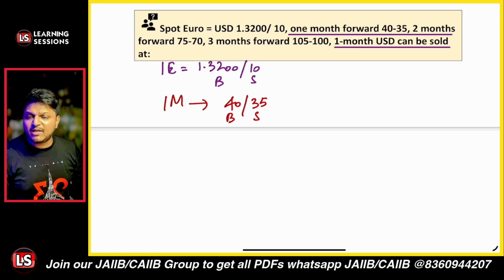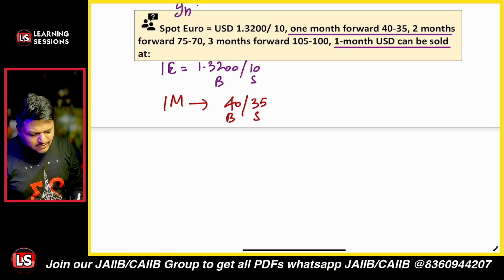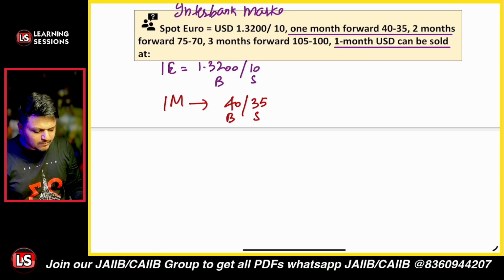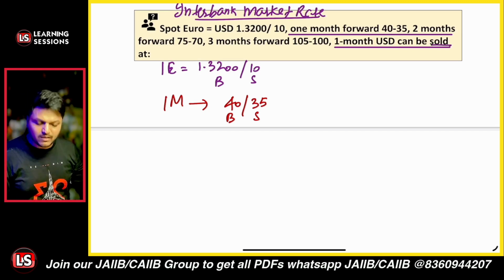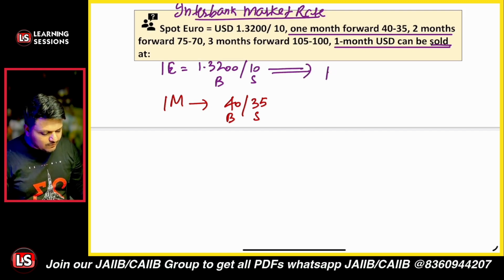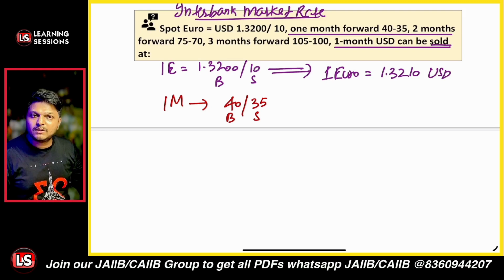As I told you about the interbank market rate or the merchant rate, is there any reference to any of the customers? No reference for the customers. So we'll be concluding the transaction at the interbank market rate. The buying rate is a buying rate, the selling rate is a selling rate. We were to calculate the 1 month selling rate, so we'll be looking at the selling rate. So 1 euro is equal to 1.3210 USD. That is the scenario.